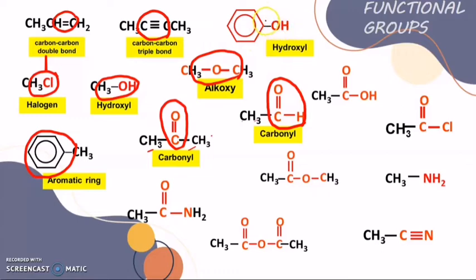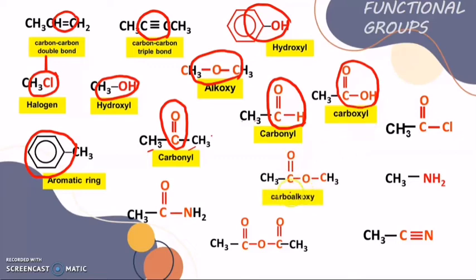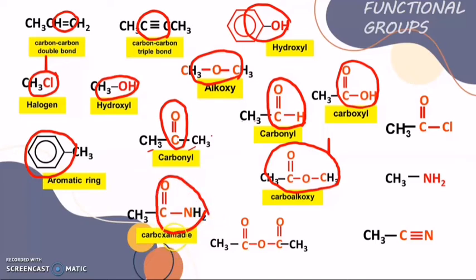The OH group which is attached to a benzene ring, we also call a hydroxyl group. This is from the phenol compound. The group with C double bond OOH, we call it a carboxyl group, while C double bond O with O and an alkyl group attached to this O is named as carboalkoxy. Next, C double bond O with an NH2 group, we call it carboxamide.